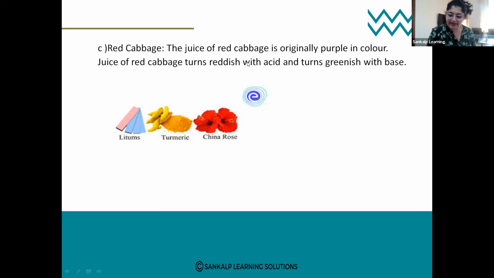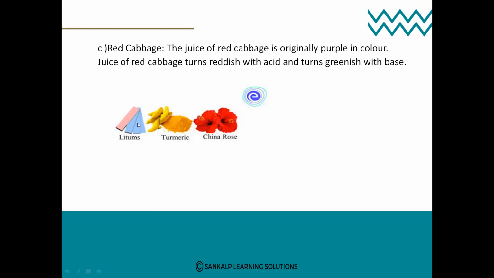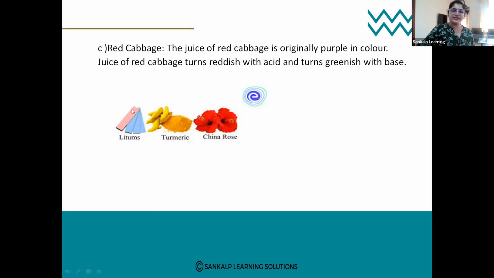Next, we are going to study red cabbage. You can see the diagrams. The first one is litmus paper. It will be in the form of strips. Last class we had discussed the pH scale. In the same way, red litmus will be in the form of a strip, and blue litmus also will be in the form of strip paper.